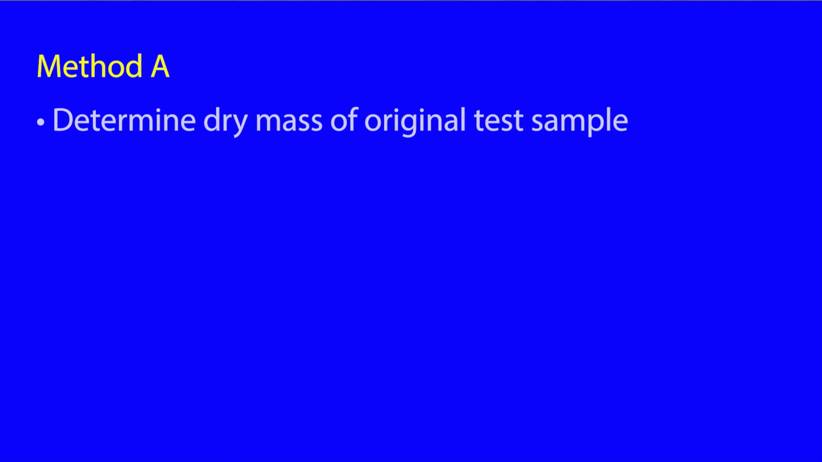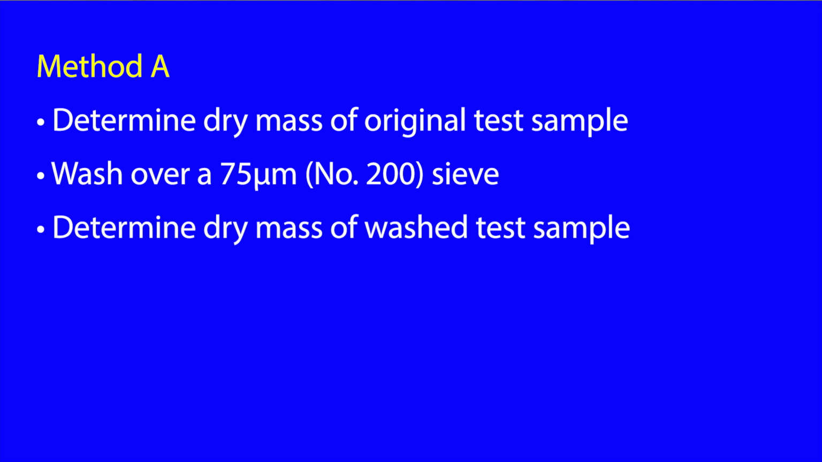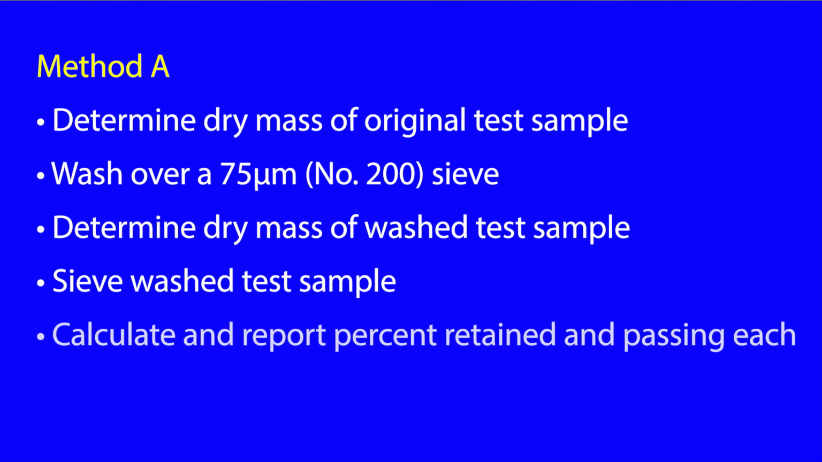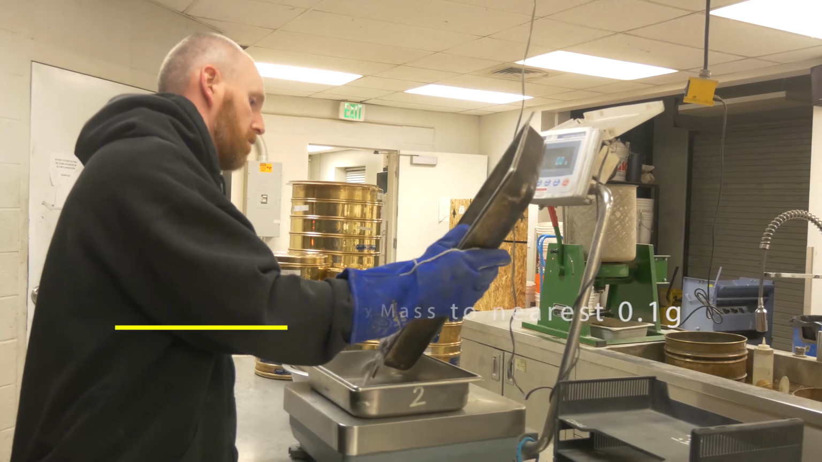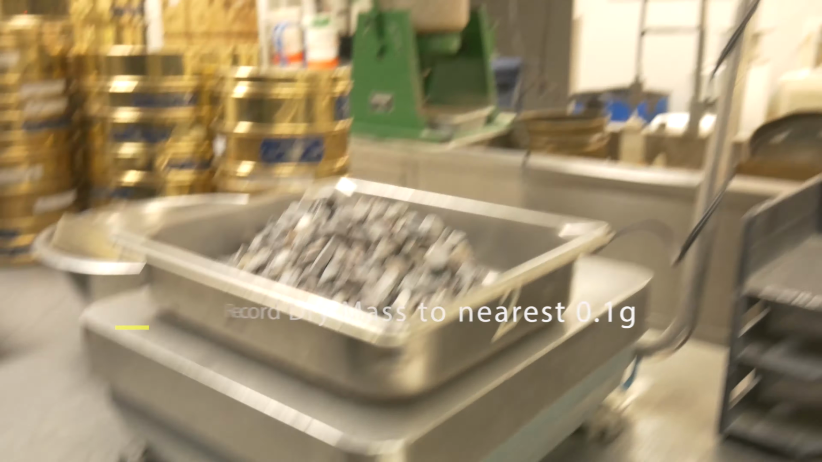This video covers Method A, which steps are: determine the dry mass of the original test sample, wash over a number 200 sieve, determine the dry mass of the washed test sample, sieve the washed test sample, and calculate and report the percent retained and passing of each sieve. Record the dry mass to the nearest tenth of a gram.